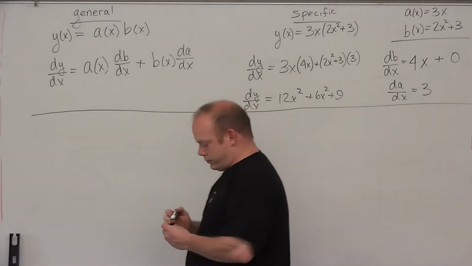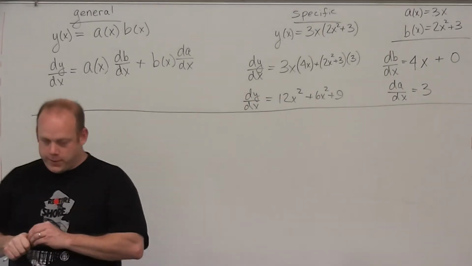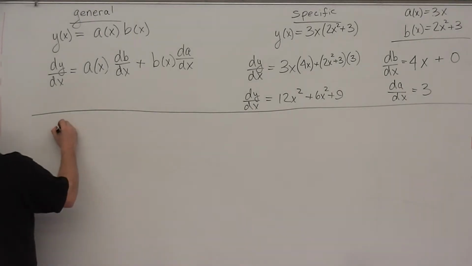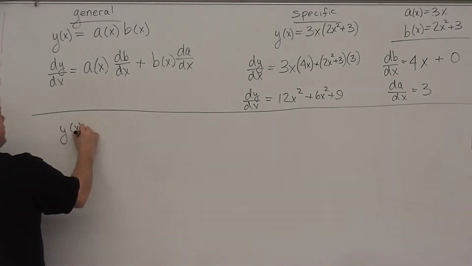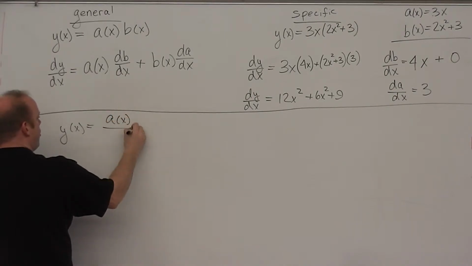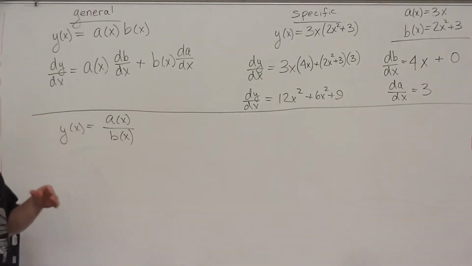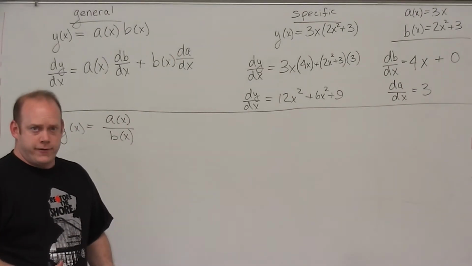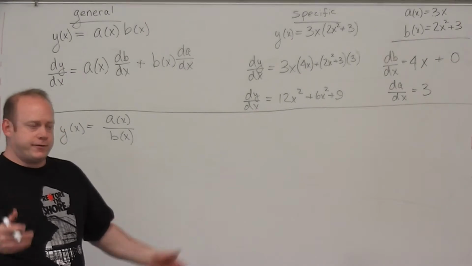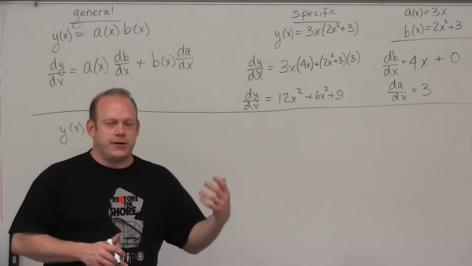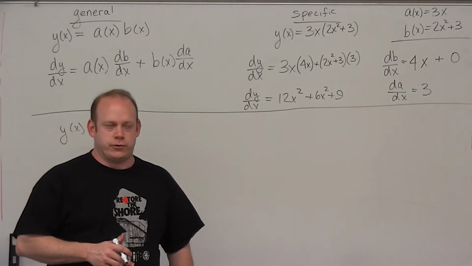The quotient rule. A little bit more involved. The quotient rule is, let's say we have y of x is equal to a of x over b of x. Now, I'm going to give you something that would be very easy to solve just using other methods. However, it just shows you the process of going about solving the quotient rule.